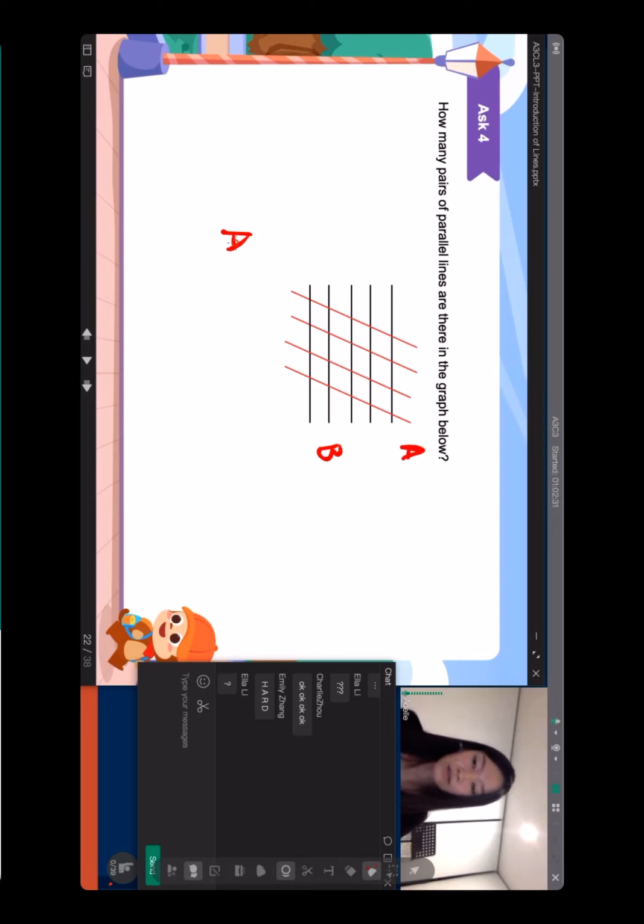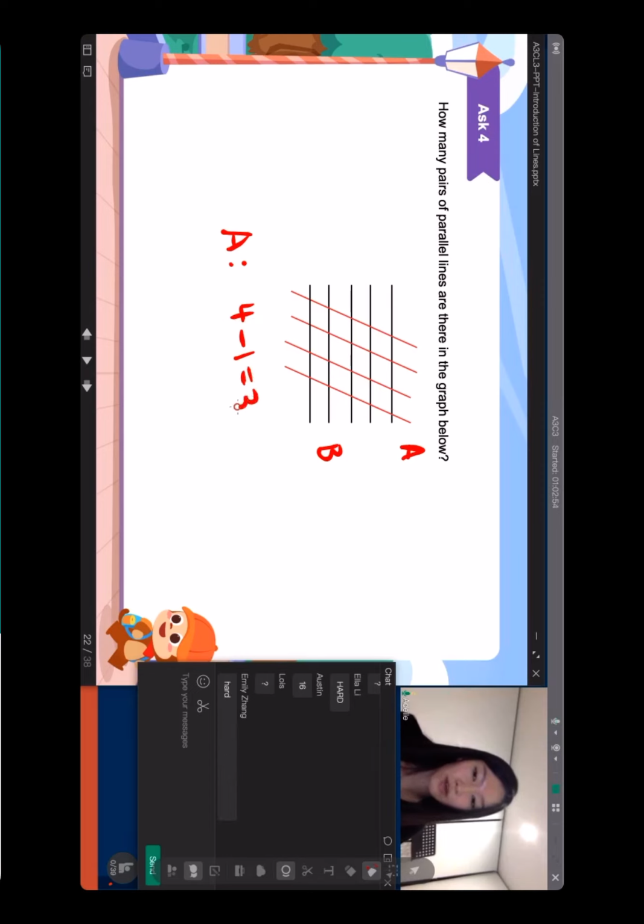Let's look at A first. So we're gonna use the exact same method that we went through. We're gonna see how many lines there are in this set. And that's the total number of, how many lines in the red set? 4 lines, right? So we're gonna use 4 minus 1, which will give us 3.